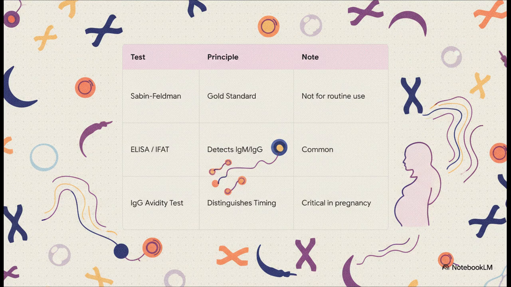Standard tests like ELISA are the workhorses for just finding these antibodies. But the IgG avidity test is incredibly important. It measures how strongly the IgG antibodies are binding to the parasite. Low binding strength, or low avidity, means a recent infection. High avidity points to an older past infection. And making that distinction is absolutely critical when you're managing a pregnant patient, trying to figure out if she got infected before or during her pregnancy.